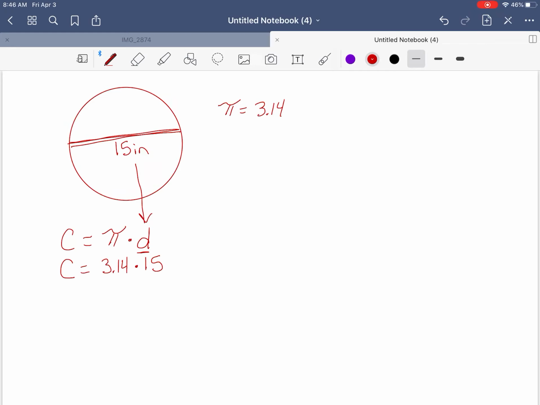So I'm going to plug these numbers into my calculator, and you should get, let's see, hold on a second, 3.14 times 15. My circumference of my first circle equals 47.1 inches. If you got that, you did it correctly. If you didn't, go back and look at what I did and what you did and try to find your error. All right, let's do one more practice problem here.